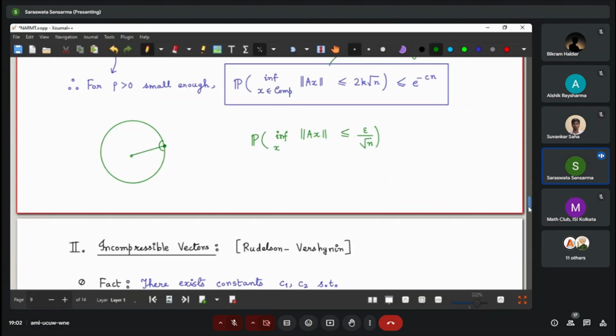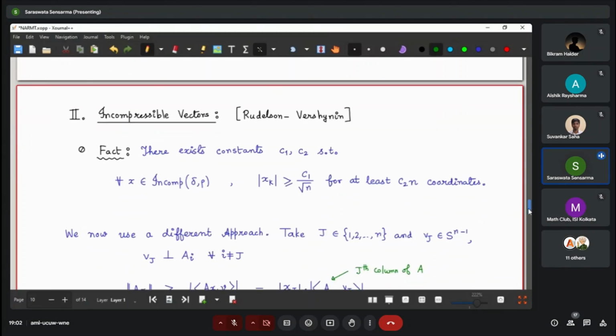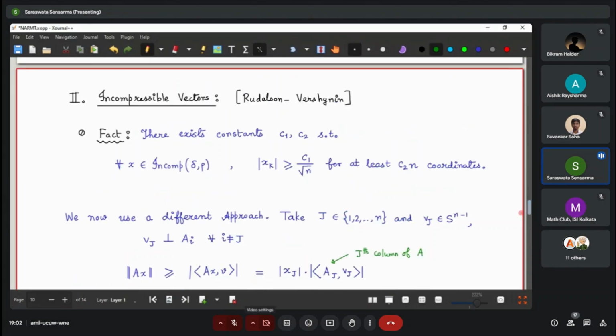And now we go to the bigger part. This is probably the main contribution of Rudelson and Vershynin: how to deal with such incompressible vectors and give bounds for those. Whenever you're looking at a vector which is not compressible, what does that mean? That means it's not close to any sparse vector.